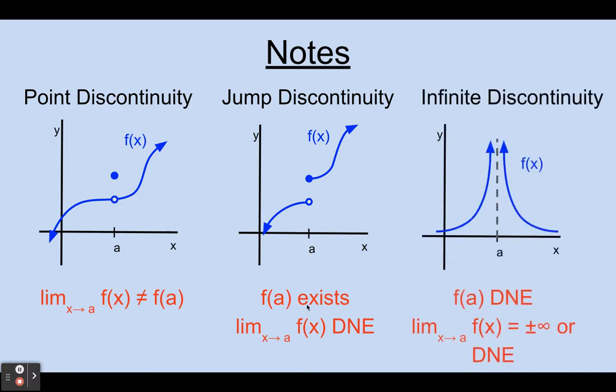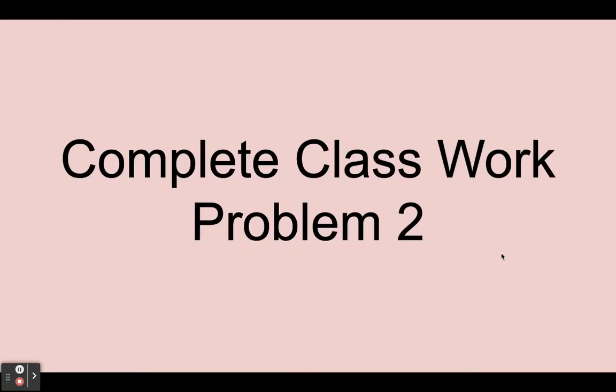All right, and then our last one. Well, there's a vertical asymptote, so the actual y value can't exist. And then the limit will either be plus infinity if they point up, or negative infinity if they point down, or if they point in different directions, it won't exist. So those are three options right there. And all of these in conjunction will tell me it's an infinite discontinuity. Okay, so let's stop this and complete problem number 2.